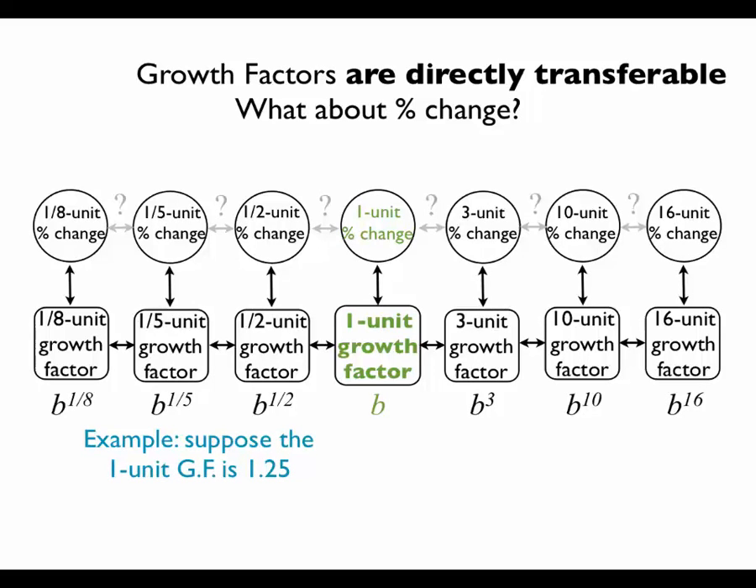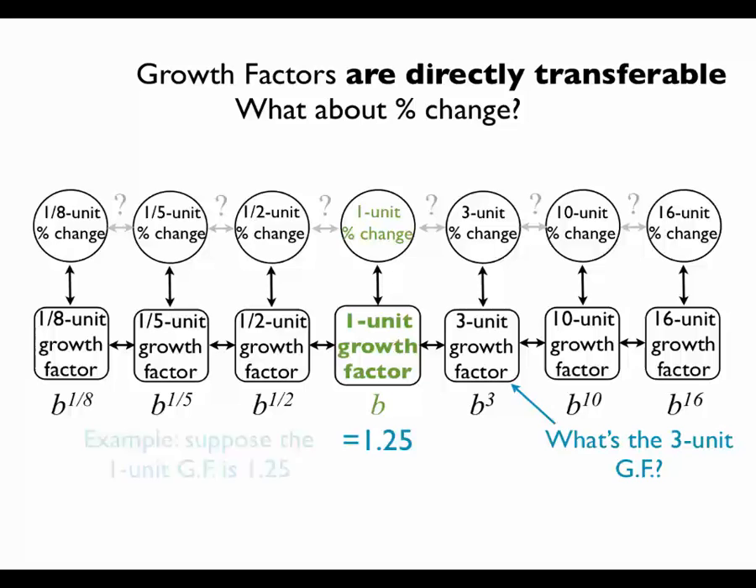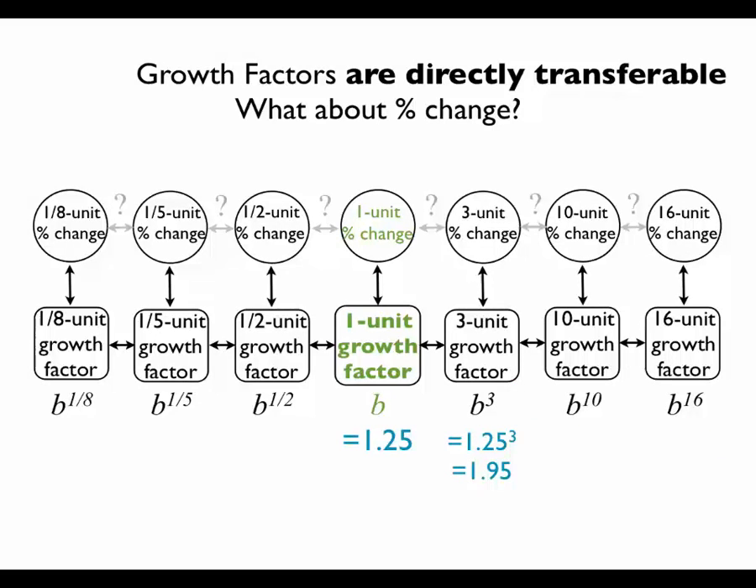Okay, so suppose the 1 unit growth factor is 1.25. What's the 3 unit growth factor? Find it. Go. Find the 3 unit growth factor. Okay, how about Sean? Did you get it? Yeah. What is it? 1.95. Did you guys get that? Yeah. 1.25 cubed is 1.95.